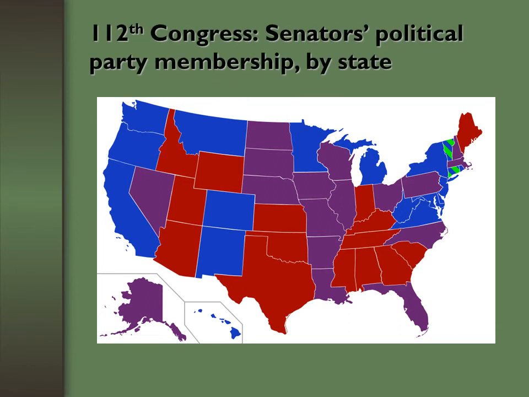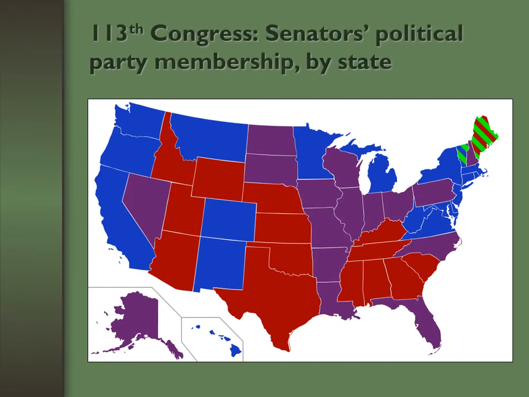I'm not going to spend too much time here with the 112th Congress. As you can see, nothing really changed much. The Democrats still maintained control. And so is the 113th Congress. If you were curious about the striped green in Vermont and Maine, the green is where the independent senators are.